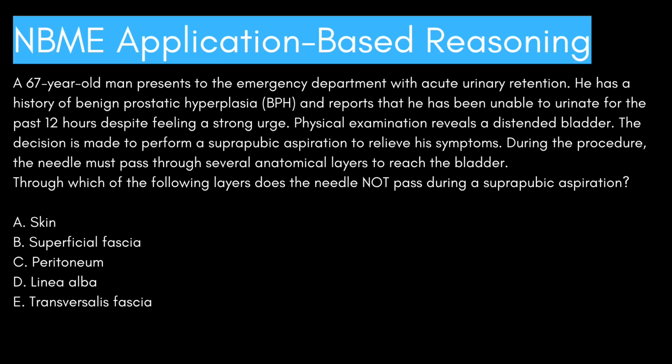A 67-year-old man presents to the emergency department with acute urinary retention. He has a history of benign prostatic hyperplasia, BPH, and reports that he has been unable to urinate for the past 12 hours despite feeling a strong urge. Physical examination reveals a distended bladder. The decision is made to perform a suprapubic aspiration to relieve his symptoms. During the procedure, the needle must pass through several anatomical layers to reach the bladder. Through which of the following layers does the needle not pass during a suprapubic aspiration?